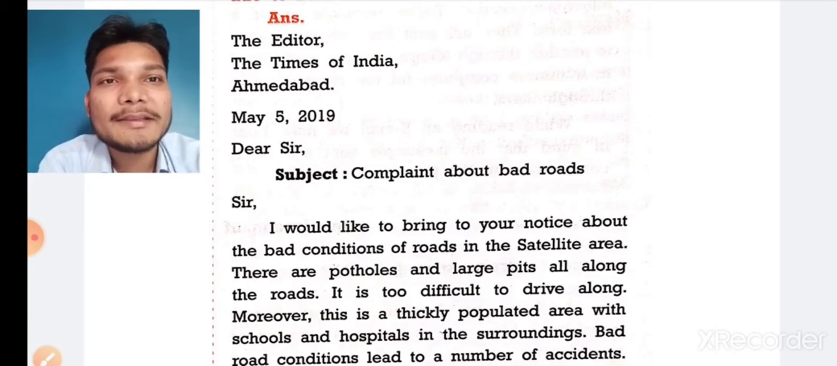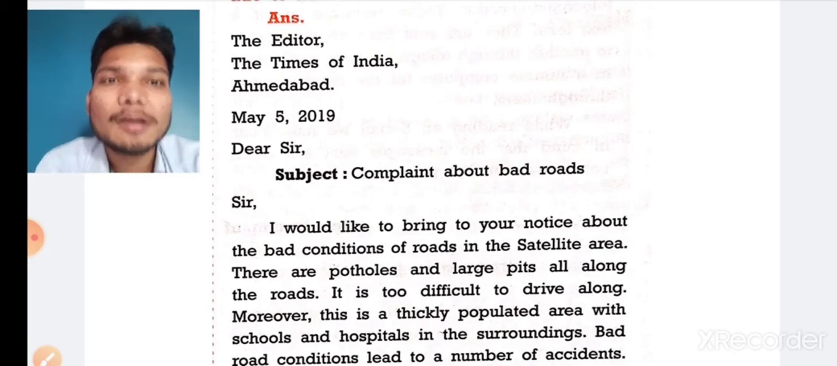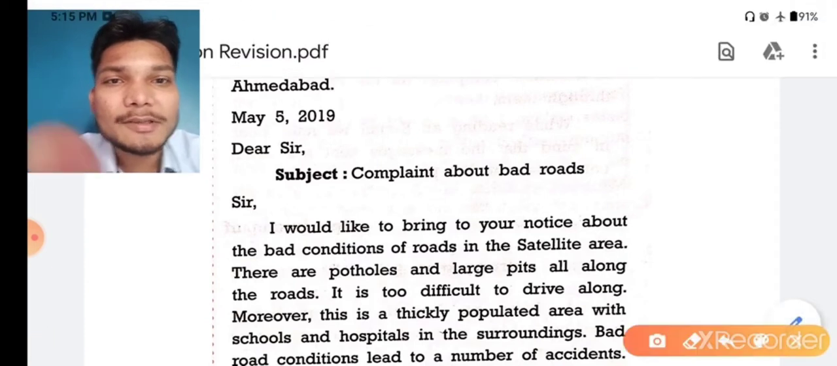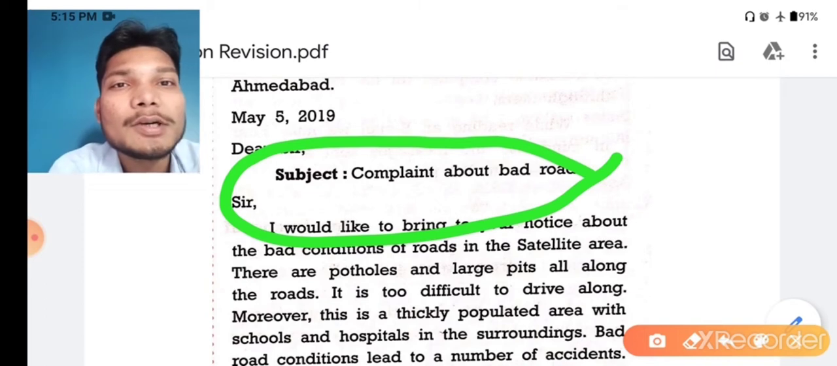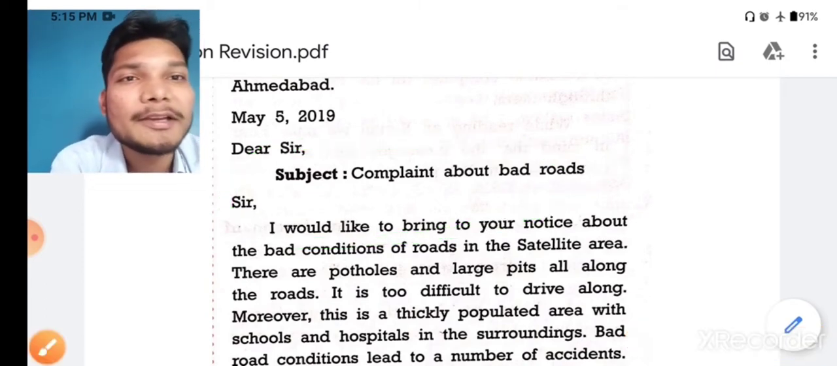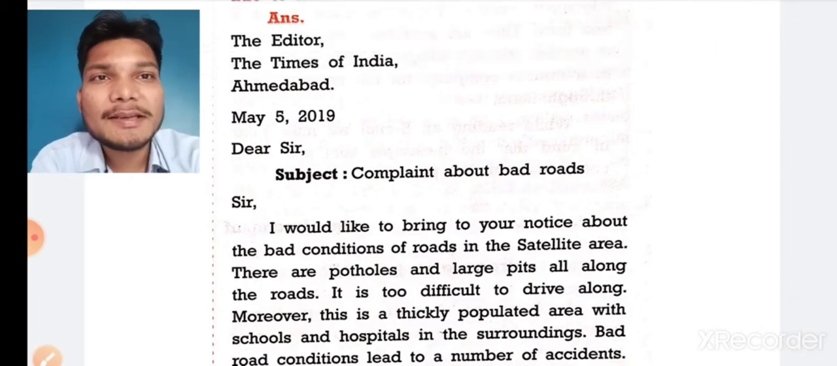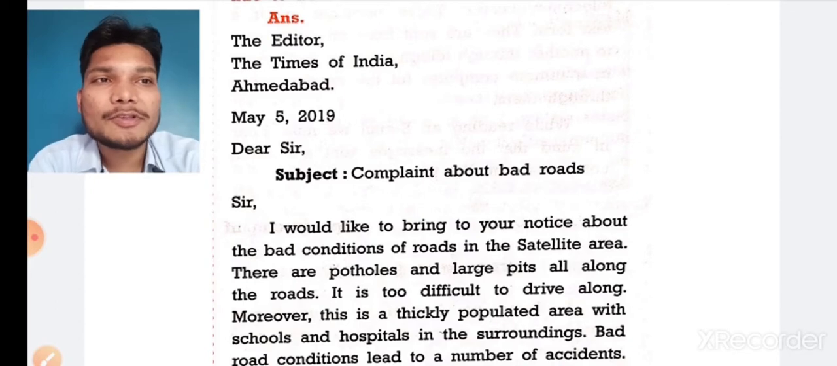Then after that, write the date. Then Dear Sir or Respected Sir, you can mention that as a salutation. Now here one thing that you have to add is your subject line. You can see the subject line is given to us, because we are writing a formal letter. So what is the subject? As I have told you, the subject line should be very short. Not everything, just for which purpose you are writing: complaint about bad roads, that is your subject.